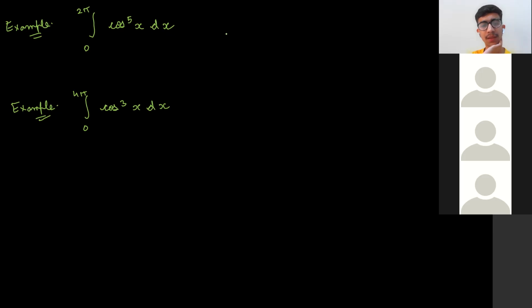Okay, what is f of 2a minus x over here, or f of 2 pi minus x? Cos raised to 5x. So that means you can write this as integration 0 to pi, since f of 2 pi minus x is same as f of x. So 2 times integration 0 to pi cos to the power 5x dx.